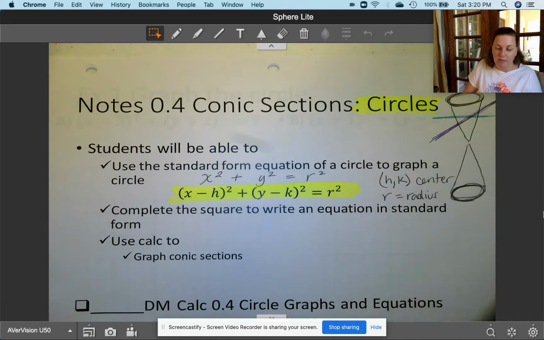So keep that in mind. But I bet you can figure out those conic sections menus.